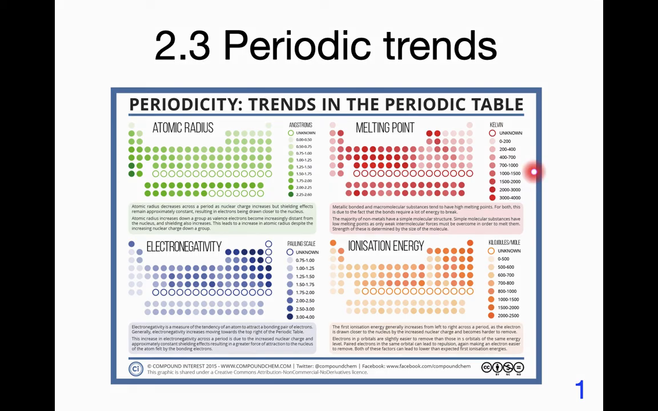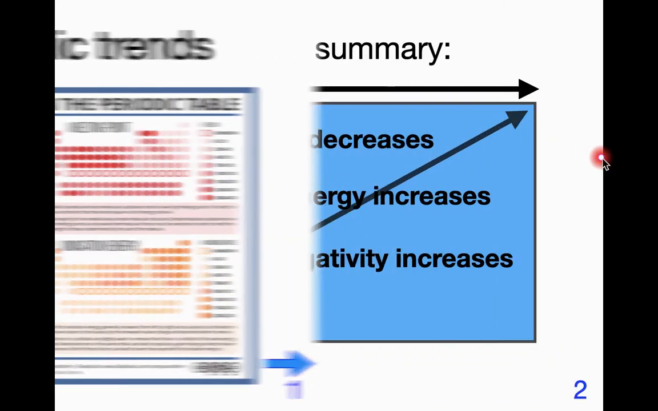Okay, topic 2.3, periodic trends. What you're looking at is just kind of a nice pictorial of the trends we will be looking at: atomic radius, electronegativity, and ionization energy. We'll be looking at melting point in our next unit on ionic bonds.